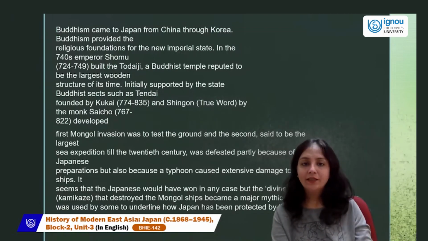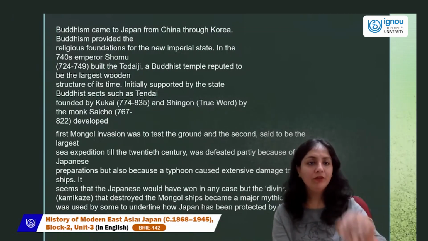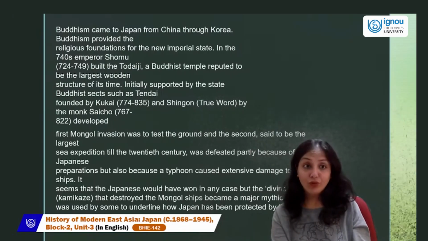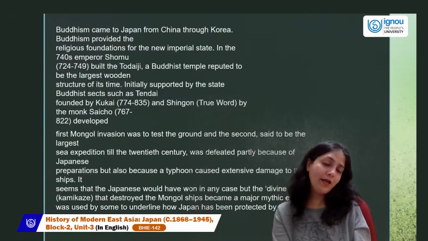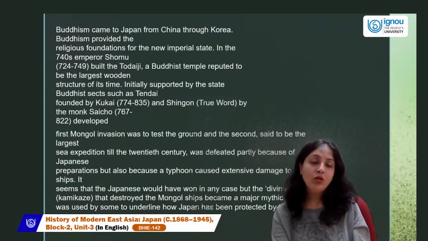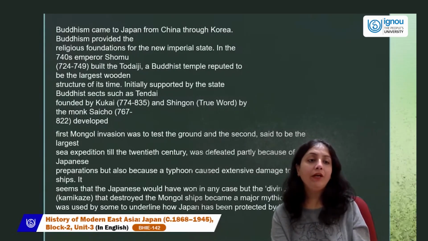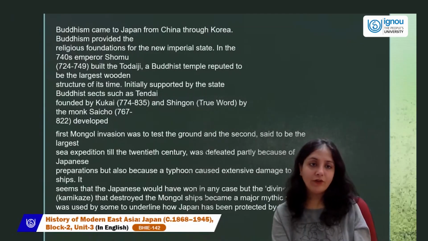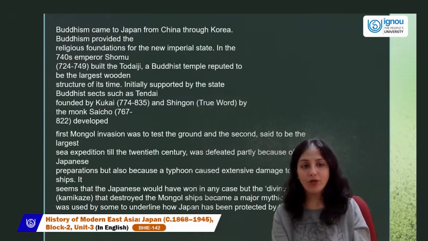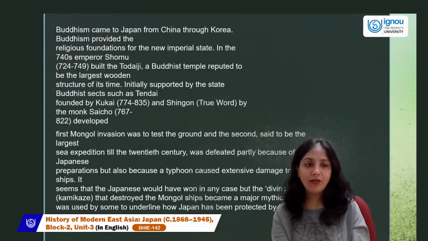First, the Buddhist temple we were talking about, the temple made of wood, was named Todaiji. And who made that? Shomu. Shomu was the emperor. It was a very different structure for its time, and it was supported by the state Buddhist sects such as Tendai, founded by Kukai, and Shingon. You can see the time period on screen.